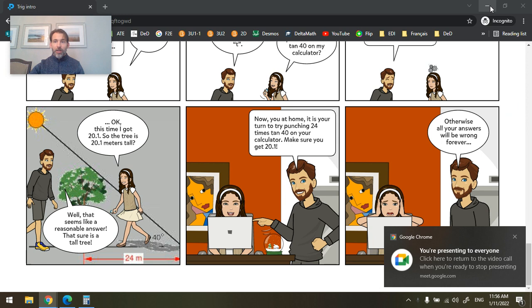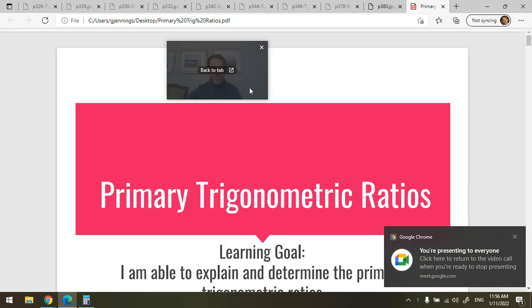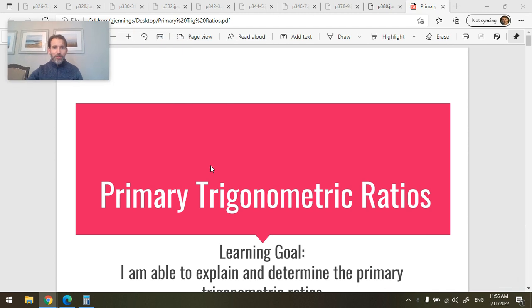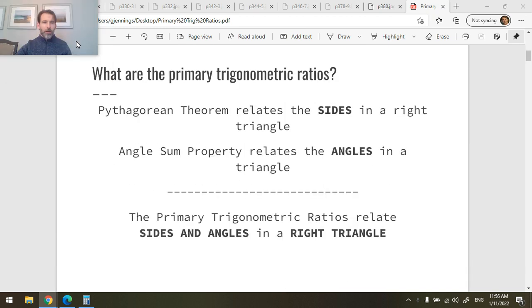We've gone through the comic and we've gotten a brief introduction. Now let's take a look at the primary trigonometric ratios and how to use these. Primary trigonometric ratios means sine, cosine, and tangent. Okay? So what are they?